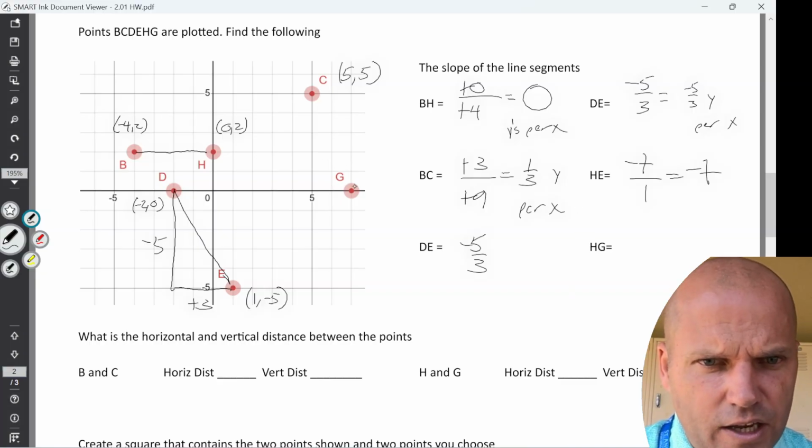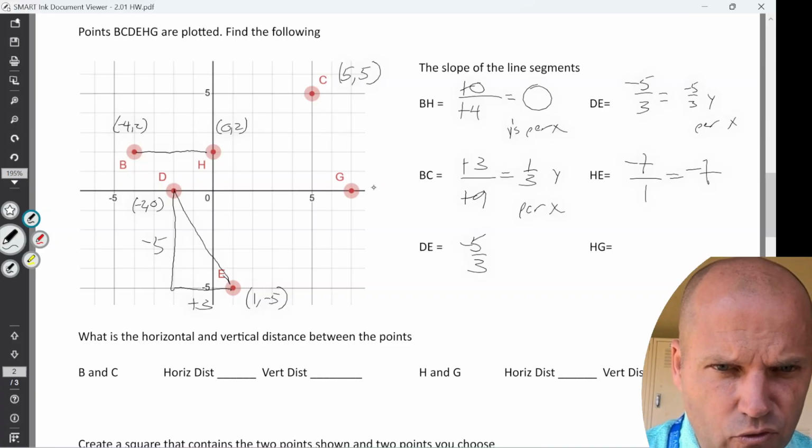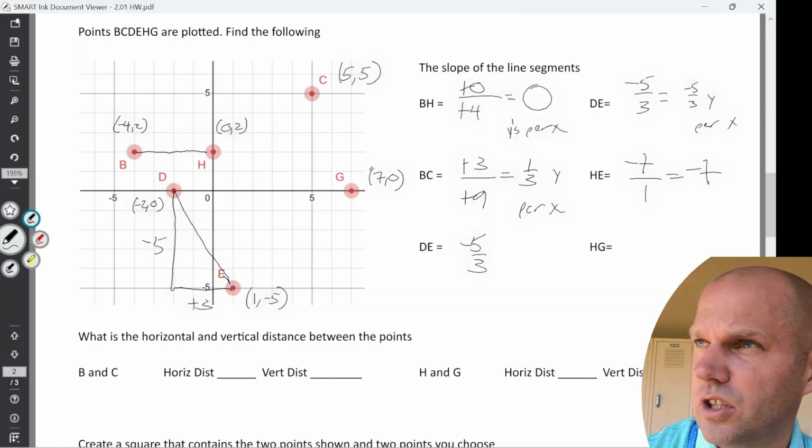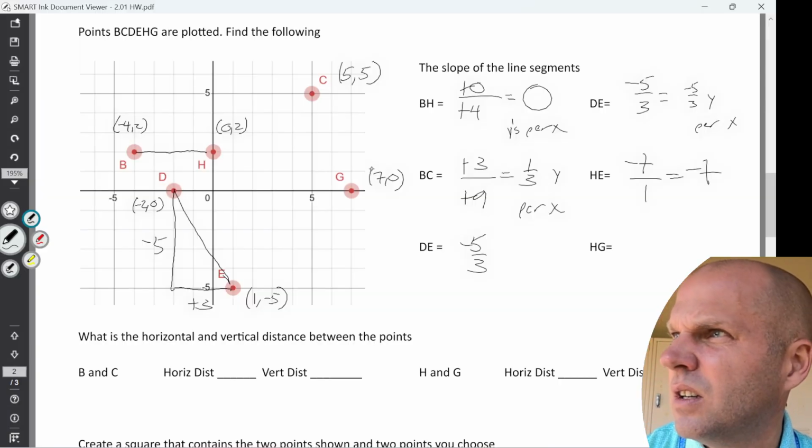HG. Okay, G is a new point. G is right 7 of the origin. It is not up or down at all, so the location would be 7, 0.